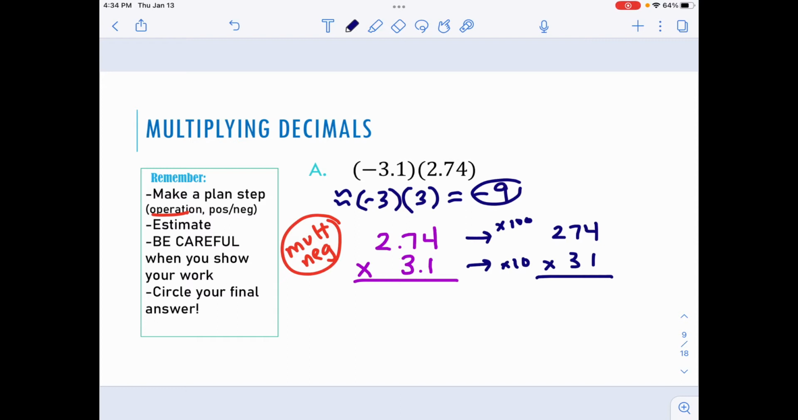All right, and then we're just going back to normal multiplication. So I'm going to do this out on the original problem. Let's start with the 1. 1 times 4 gives me 4. 1 times 7 gives me 7. 1 times 2 gives me 2.